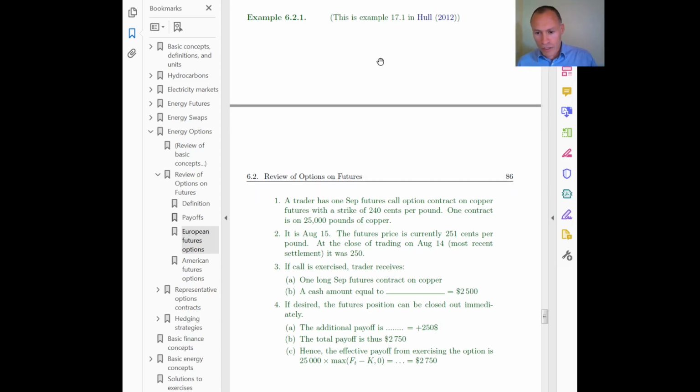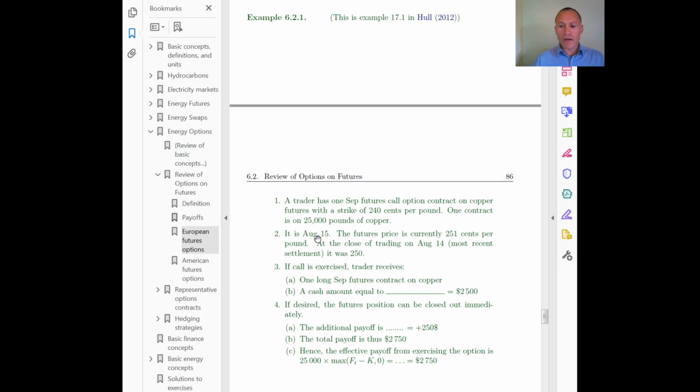So the example is the following. Suppose that a trader has one option on the September futures. This is a futures on copper with a strike of 240 cents per pound, and one contract is on 25,000 pounds of copper. So notice, if you have one call option, the underlying is one futures, and one futures has an underlying of 25,000 pounds of copper.